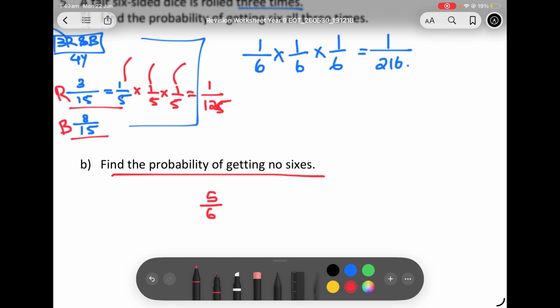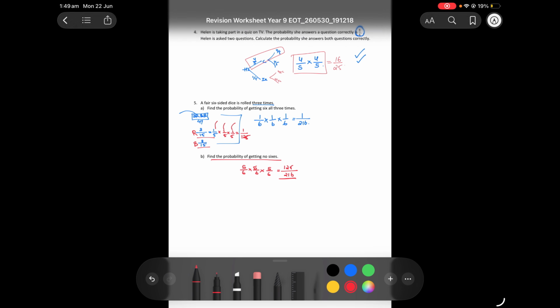5 by 6. Now again 5 by 6 and 5 by 6 would be the condition, right? No sixes. Then that goes as 125 over 216 would be the possible condition as what you have. This type of questions would not be asked because this is not what they have been teaching you all through the while.